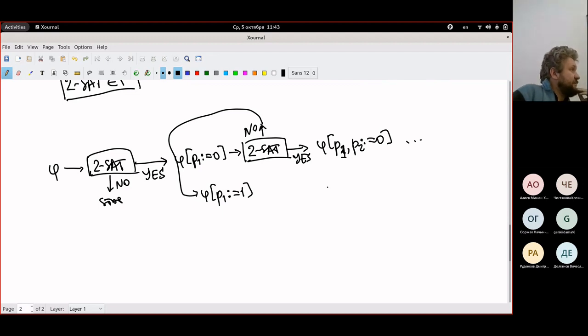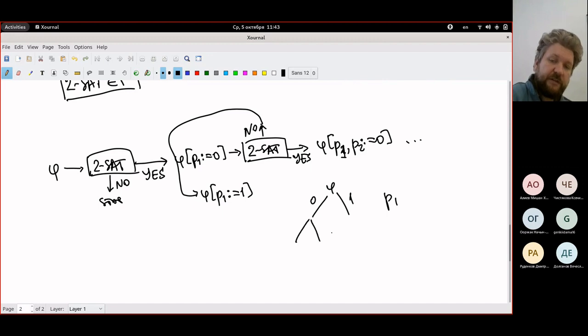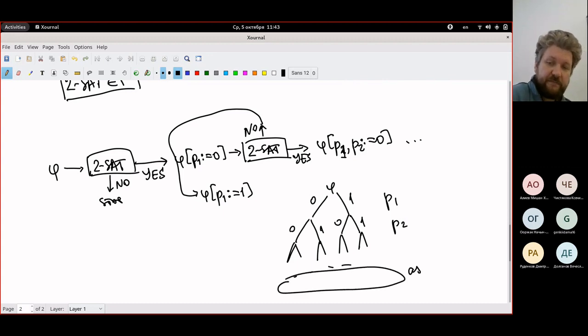So it's the same dichotomy. The idea is that you have this phi, and then you branch for pi 1, and here you will branch for pi 2, and so on. And finally here you will get the assignments, right? But if you do this as a brute force, you will not get a good polynomial delay algorithm, right?